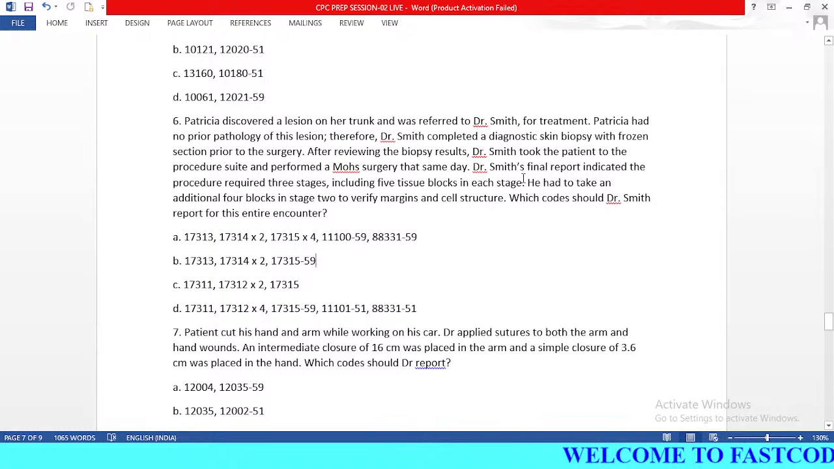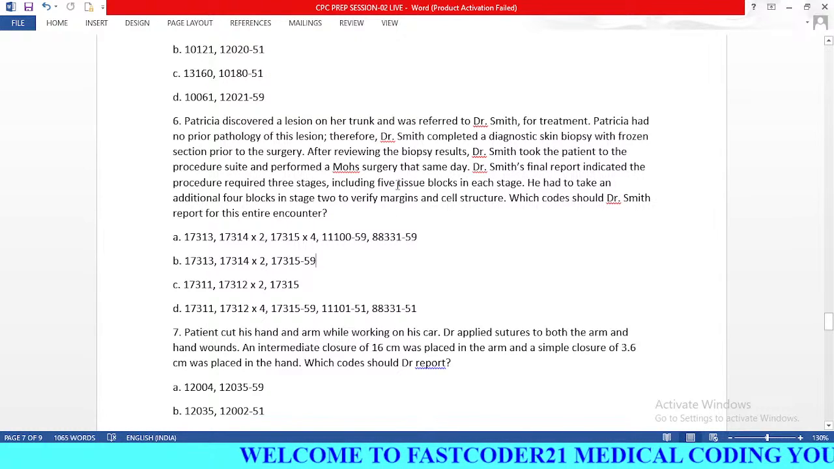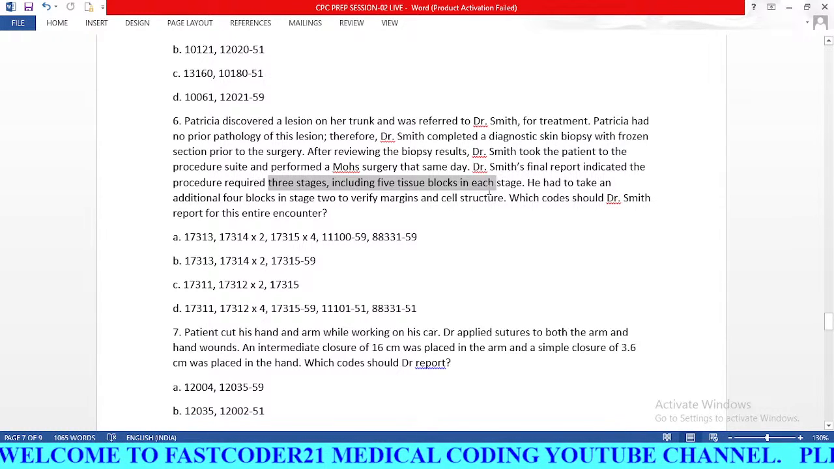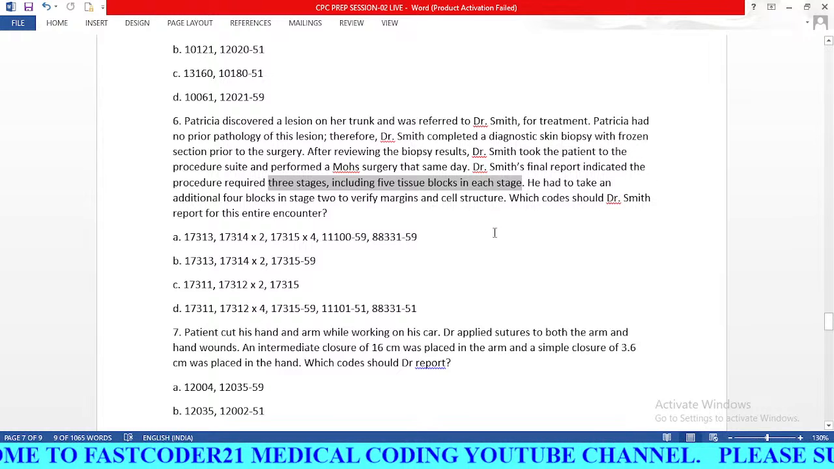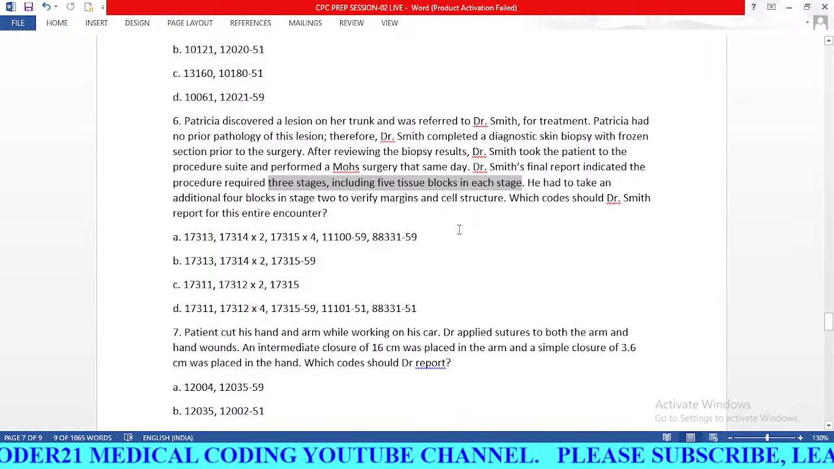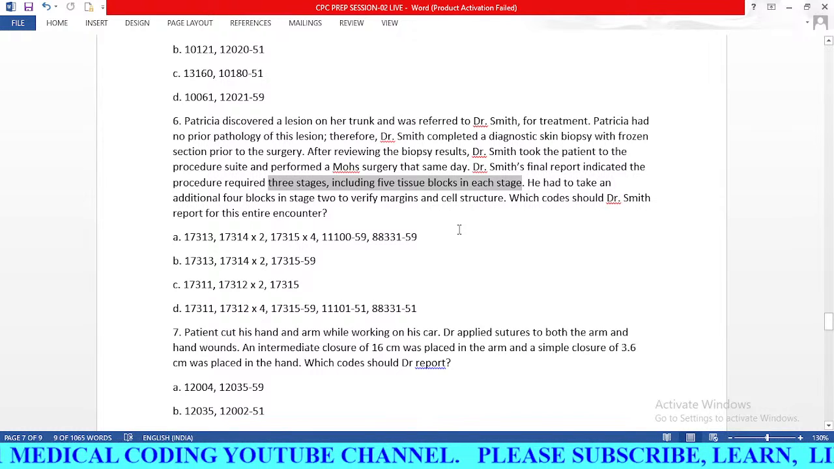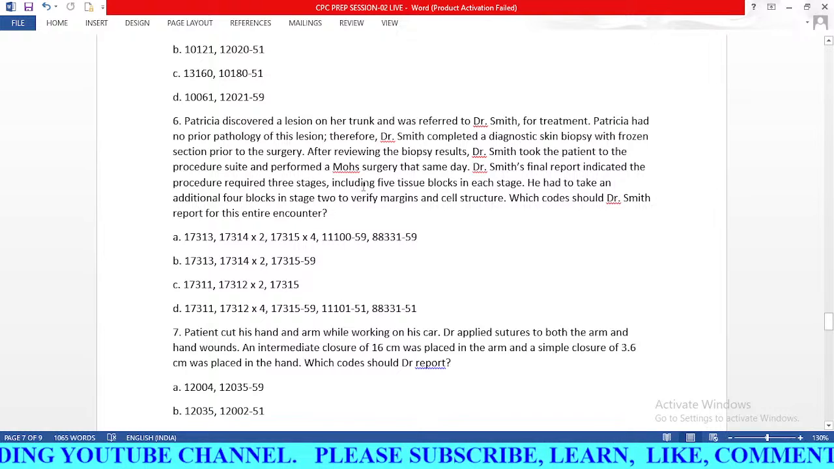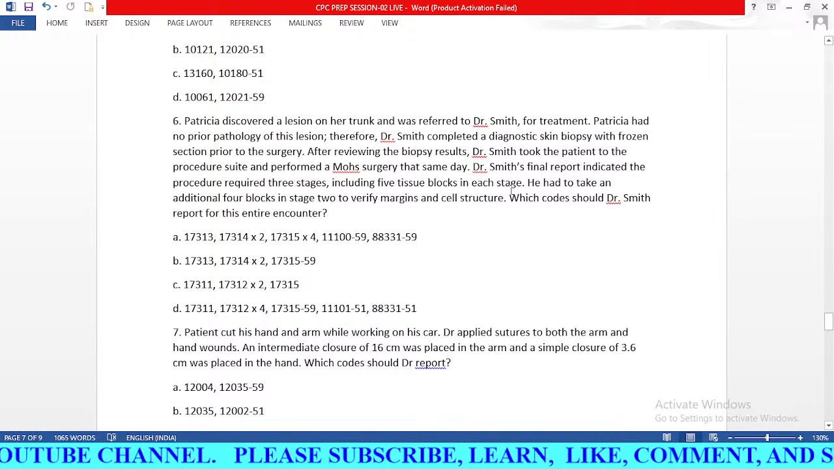So Vinaya, now DS is telling that DS did not understand this. I will explain one more time. We will complete later. So DS, we need to check here. First, we have 3 stages, including 5 tissue blocks in each stage. Okay, na? Yeah, okay, Vinaya. After explaining to you, we will check 11100. So three stages including 5 tissue blocks in each stage.